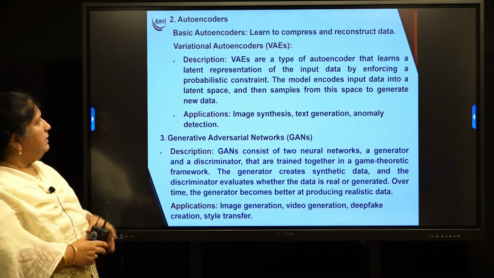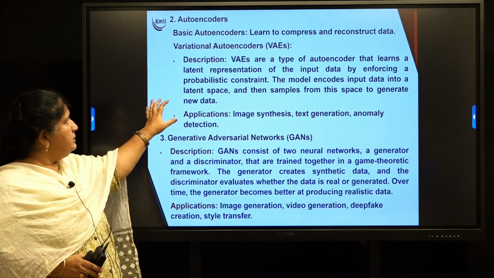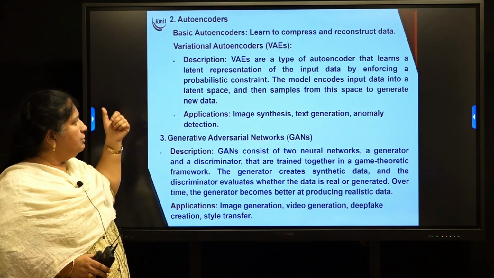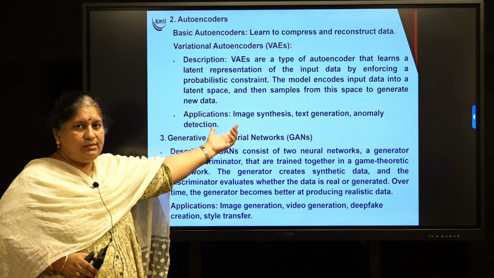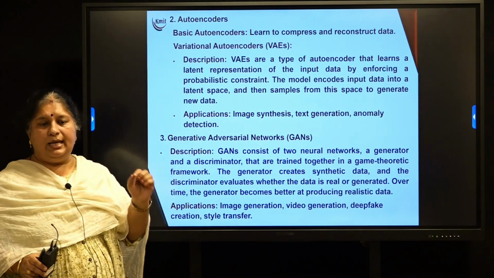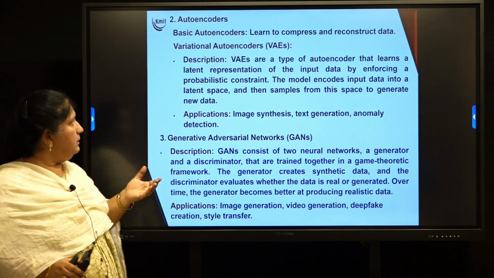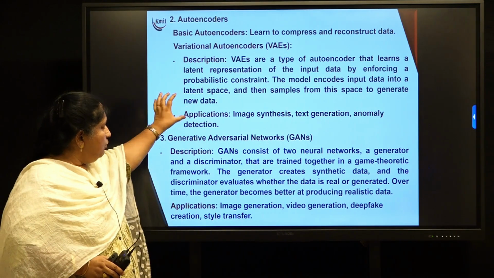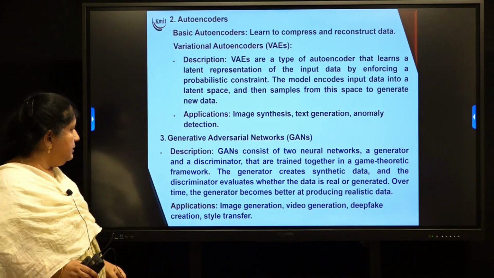The next category is autoencoders. We will be talking about variational autoencoders, which are used for image synthesis, text generation and anomaly detection. In case of any anomalies in the generated content, how do I detect that? All these applications use variational autoencoders.